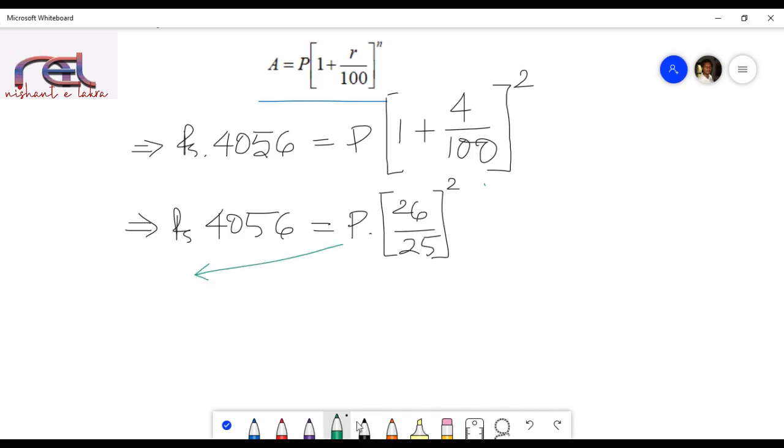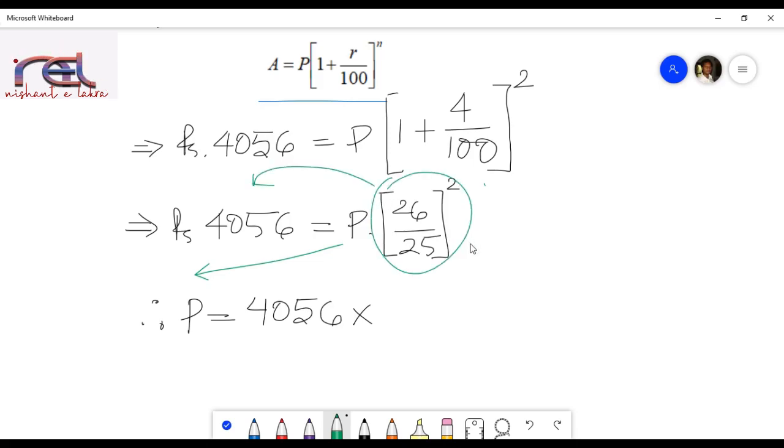Now what is the next important step? We have to make principal the subject. So therefore principal is equal to rupees 4056. And the rule of maths that you remember, I have mentioned it before: multiplication, when you move it to the other side, will change to division, but if it is a fraction, when you move it to the other side of the equal sign, what is going to happen? That fraction will have to be reciprocal. That's what we will do here.